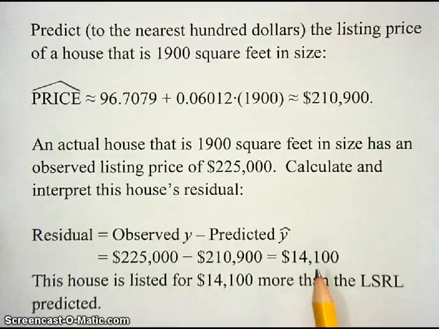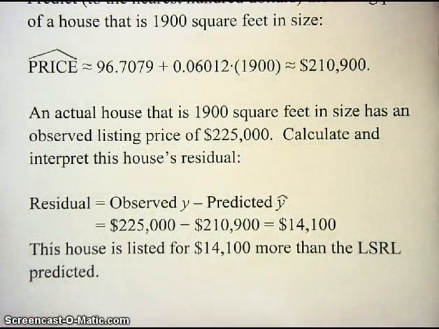The difference is our residual. It's $14,100. If anybody asks you what this number means, you say, well, this house listed for $14,100 more than the least squares regression line predicted. And that's pretty much all a residual is. It's just the difference between what we observe and what we expected to see based on the line. And a positive residual means that the observed value is greater than the predicted value, and a negative residual means the opposite. The observed value will be less than the predicted value.